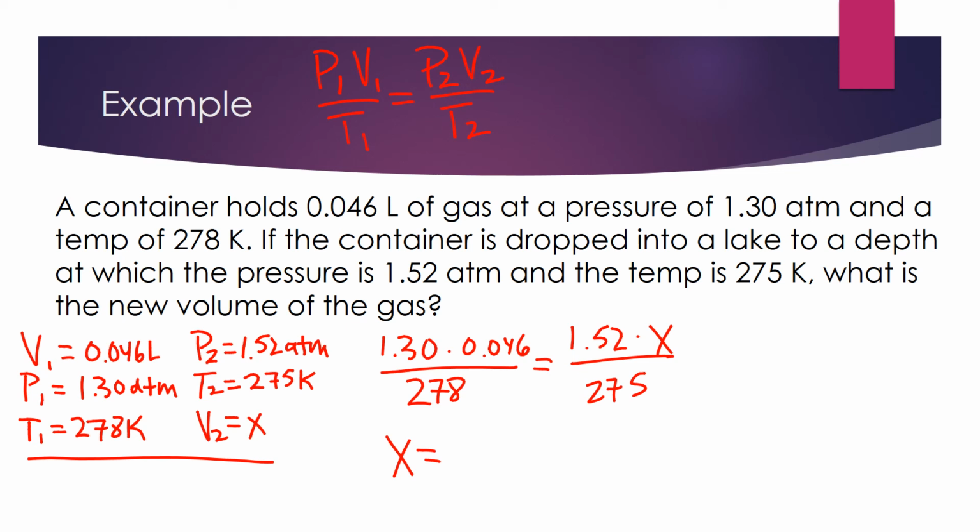So 275 times 1.3 times 0.046 divided by 278 times 1.52 equals, I get 0.03889 liters. And that makes sense. The pressure only increased by a little, the temperature only decreased by a little, so the volume only changed by a little.